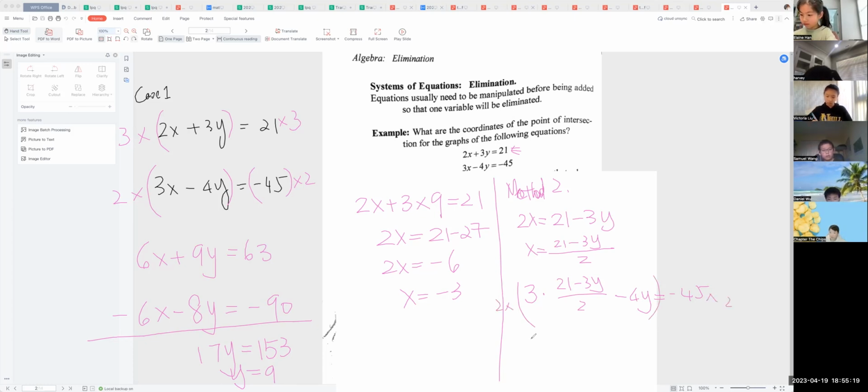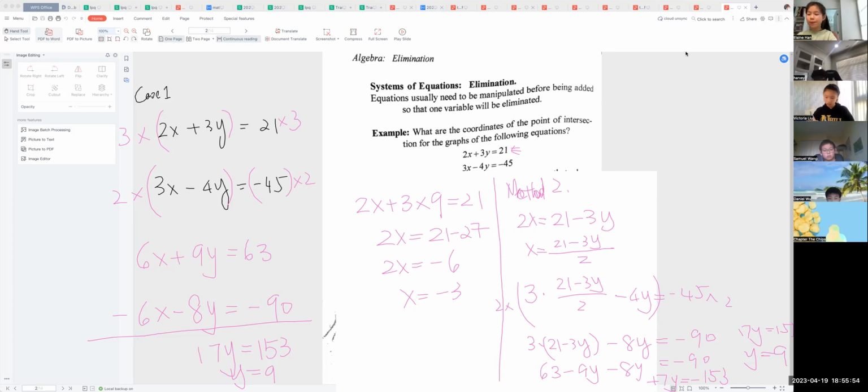So by doing this, I want to times 2 here and times 2 here. Then it is 3 times (21 minus 3y) minus 8y equals negative 90. So 63 minus 9y minus 8y equals negative 90. And negative 17y equals negative 153. So 17y equals 153. So y equals 9. But everybody, this method is much more complicated. I like the first one better.